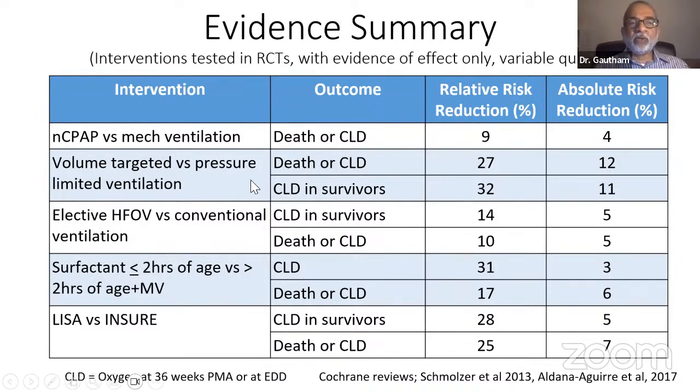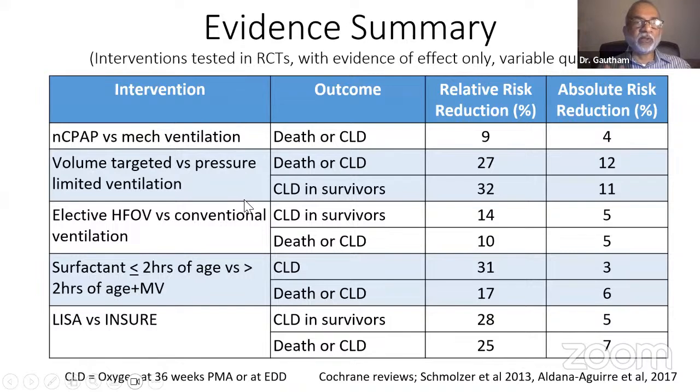So if you look at volume targeted versus pressure limited ventilation, if you look at the combined outcome of death or CLD, the relative risk reduction is 27% and the absolute risk reduction is 12%. And if you look at CLD, chronic lung disease alone in survivors, again, the relative risk reduction is 32% and absolute risk reduction is 11%.